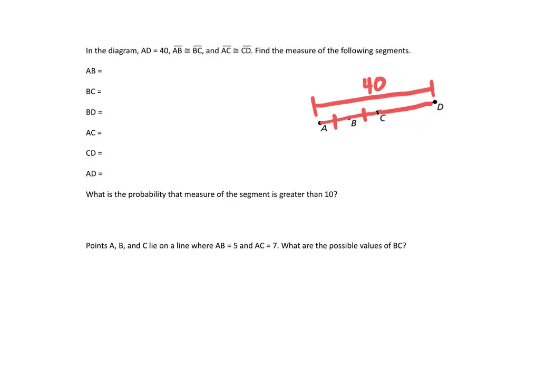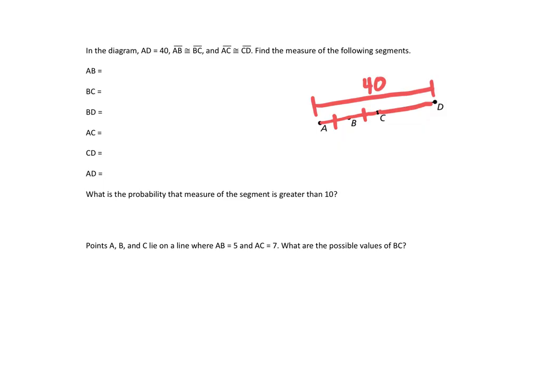If A to C and C to D are the same, then where would C fall? Middle. In the middle, right? Same thing here. B is in the middle of A and C. So if I know one of these, I know the other one because B's in the middle. Same thing for C. Okay, so here's what we're going to do. Let's label the pieces that we know.